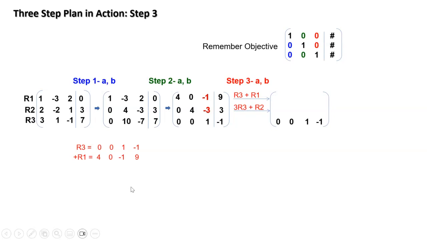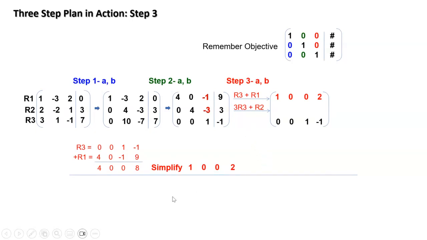And here's my work. Row 3 plus row 1 is going to give us 4, 0, 0, 8, right? And here, guys, we can simplify. We can divide everything by 4. So my result will be 1, 0, 0, 2. That's my new equation, or my new row 1.